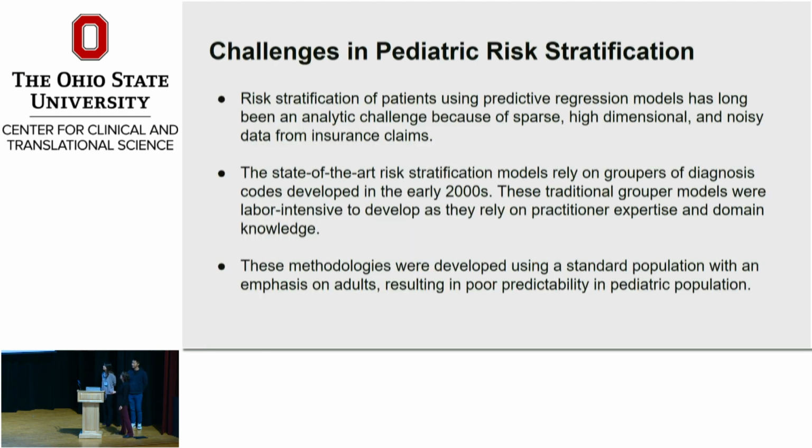The challenges in pediatric risk stratification are that commonly used models use predictive regression models, and that's an analytic challenge because of the sparse, multidimensional types of data that come from insurance claims. And then state-of-the-art risk stratification models that are currently used by healthcare systems and insurance companies are traditional grouper models. They're labor-intensive. They were developed with a lot of domain expertise knowledge, and they were also developed in adult populations. So there's poorer predictability in pediatric populations, and they're also not as agile and able to adapt as your patient population changes.